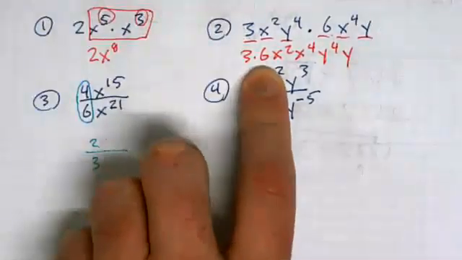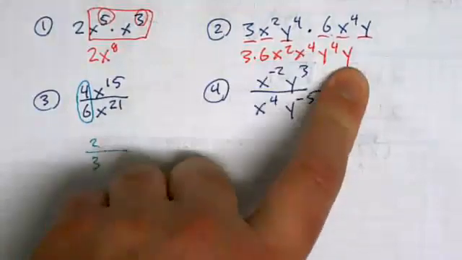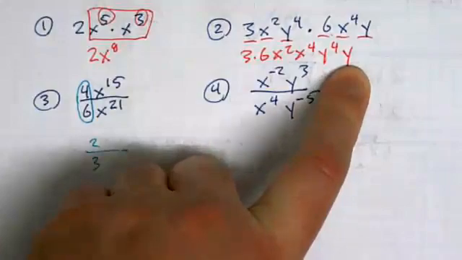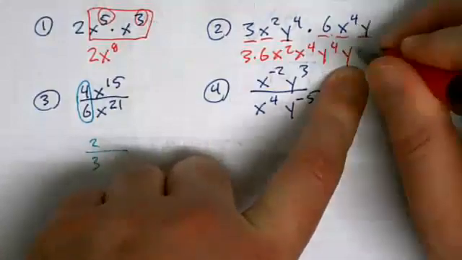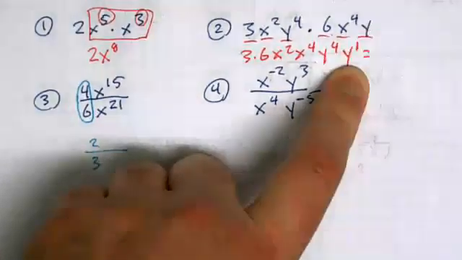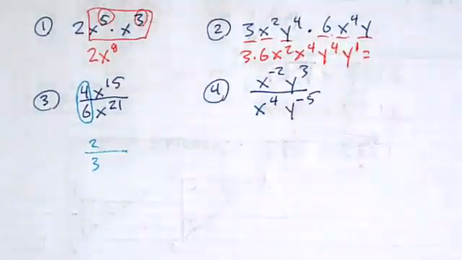I'm going to do one more thing here. Everything has an exponent, including this y here. What is the exponent if it's not written? 1. Let's go ahead and write that in. I encourage you to do that. It's going to keep you from making some mistakes.